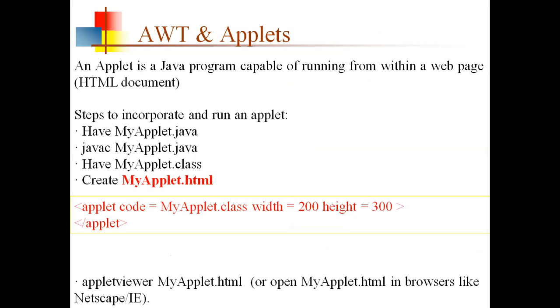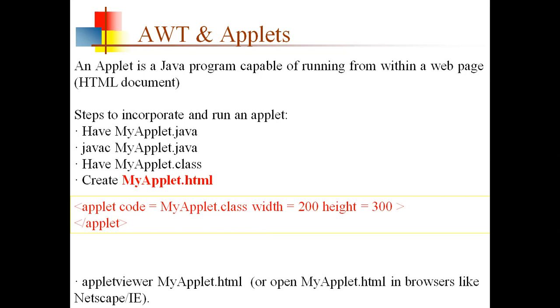An applet is a Java program capable of running from within a web page HTML document. Means an applet is a Java program capable of running from within the web page, whereas the application program of Java, meaning a core Java program, is executed on the JDK platform, either on the command line or NetBeans. But this applet program will be executed on a web page. So this is the major difference between an application program and an applet program.